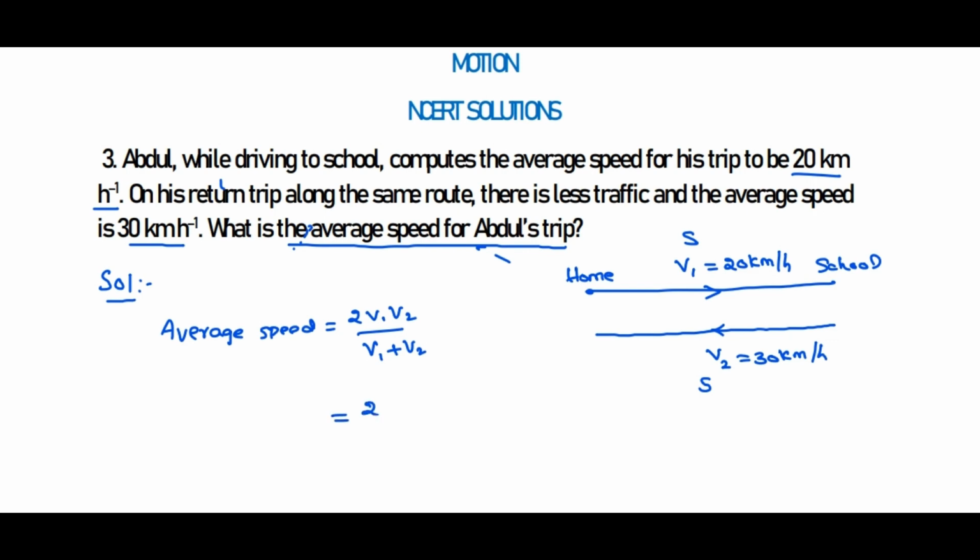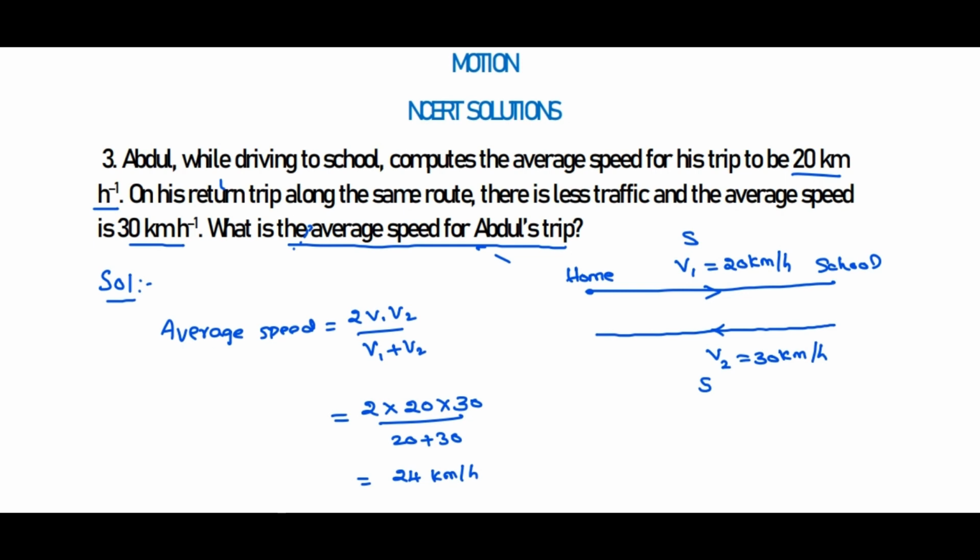That is equal to 2 times of v1 is 20 kilometers per hour, v2 is 30, divided by 20 plus 30. If we simplify this, we will get 24 kilometers per hour.